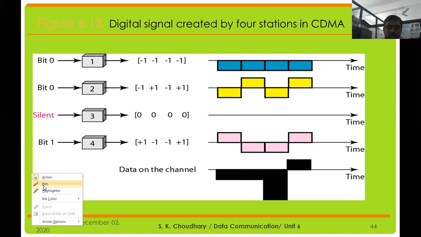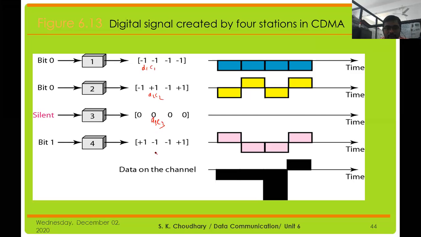Okay. So in this diagram, you can see that from station 1, the chip or the orthogonal sequence is -1, -1, -1, -1, and for station 2 the sequence is something else, station 3 is silent, so it will be 0, 0, 0, 0, and finally it is this. Okay. So you can say D1, C1, D2, C2, and D3, C3, and D4, C4.